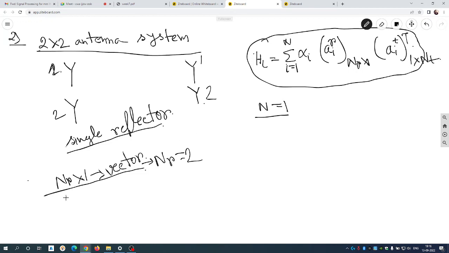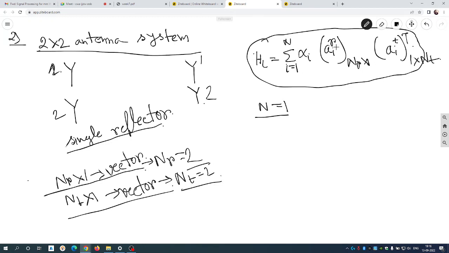It is also NT cross 1. This is also a vector that is on the transmitter side. So NT is also equal to 2. So it has two parts. In total, NR is equal to 2 and NT is equal to 2.